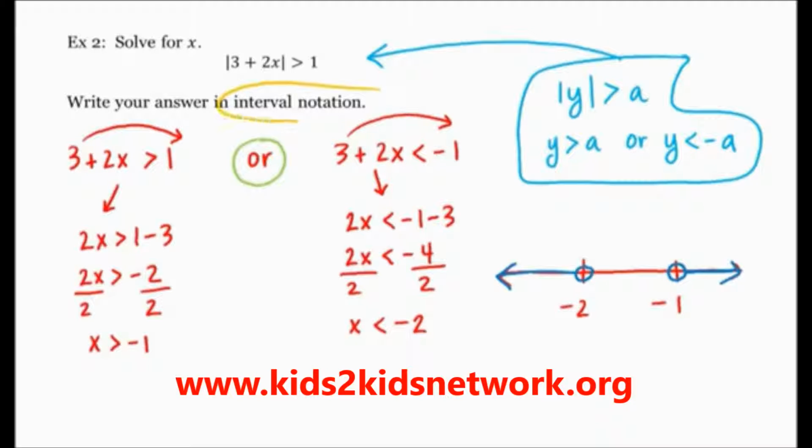But again, we're asked to put our answer in interval notation. And doing this gives us our answer of -infinity up to -2, open parenthesis because we do not want x to equal -2, union, again, open parenthesis, -1 up to infinity.